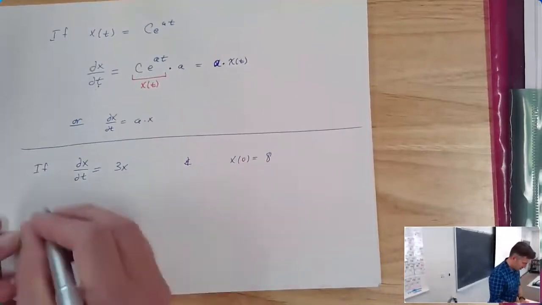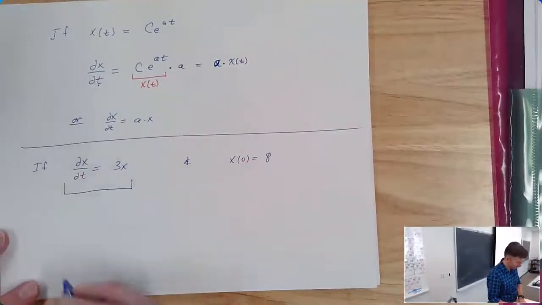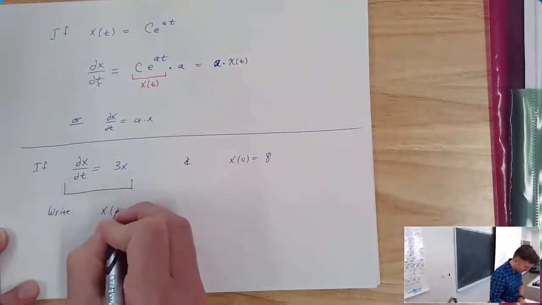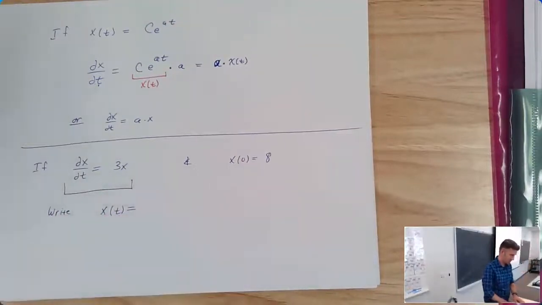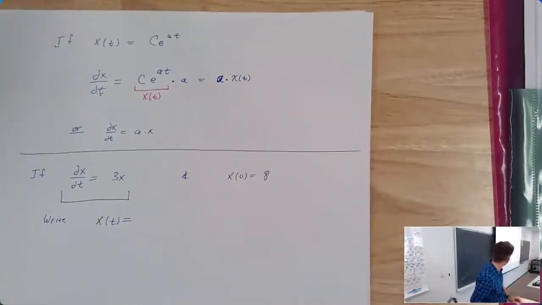So first, if this is my differential equation, I want you all to write down the general solution. So write what x of t should equal. You're not going to be able to fill in all of the constant stuff, right? We know what a is, we don't know what C is. So you should be able to write down something. I'll give you a moment. It should only take a moment. You don't have to do all the work. You can just say what the answer is going to be.